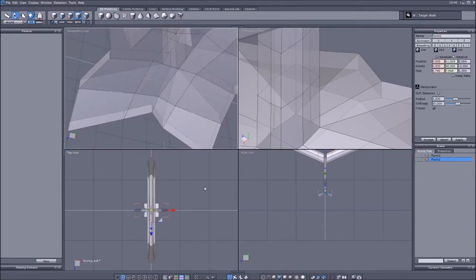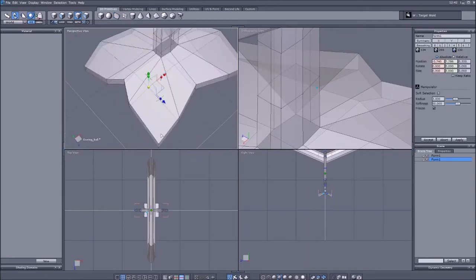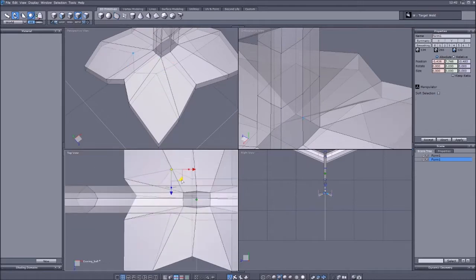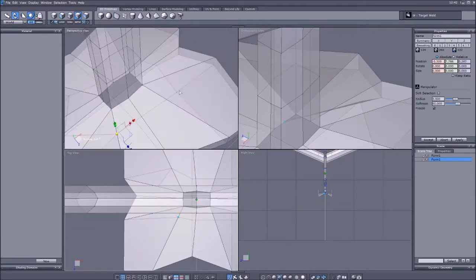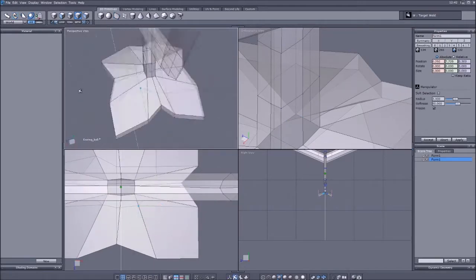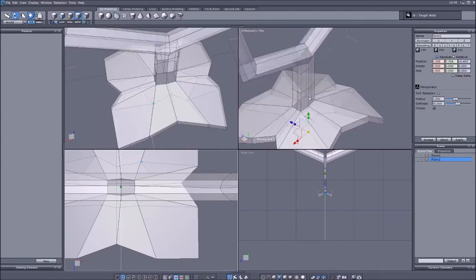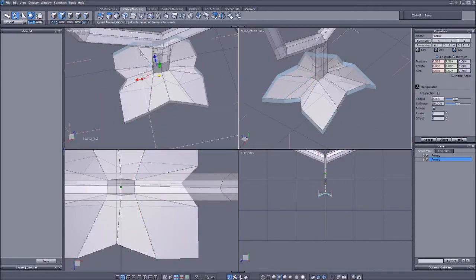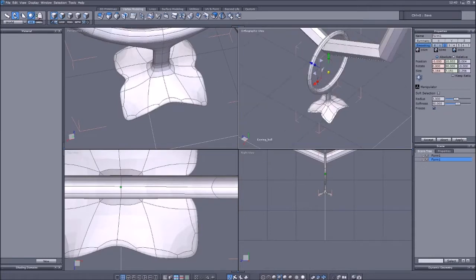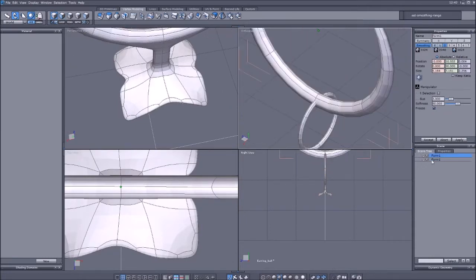So this is the earring, basically the connection between the ring in the ear and the gemstone. The gemstone is really just a simple sphere, which will come in the end, and I also used very, very basic ideas for the textures.